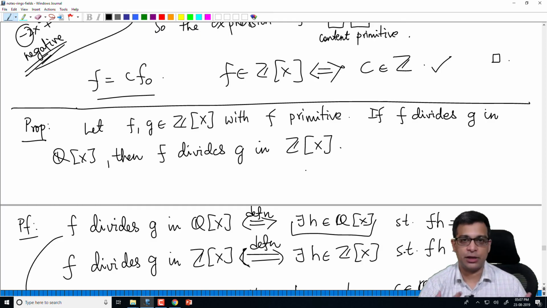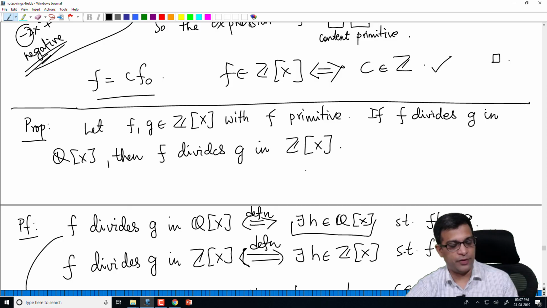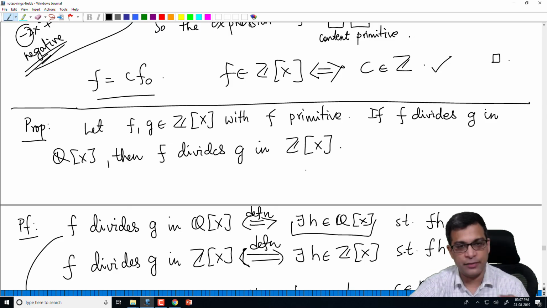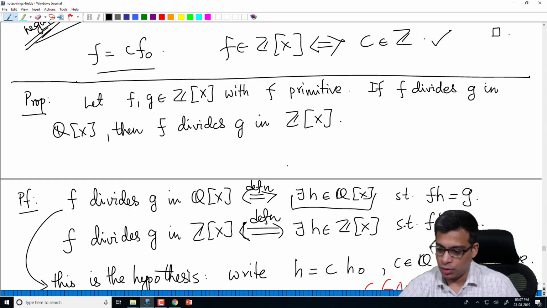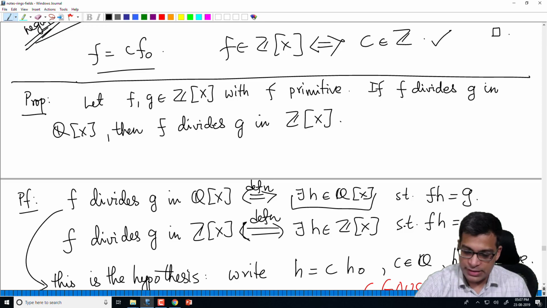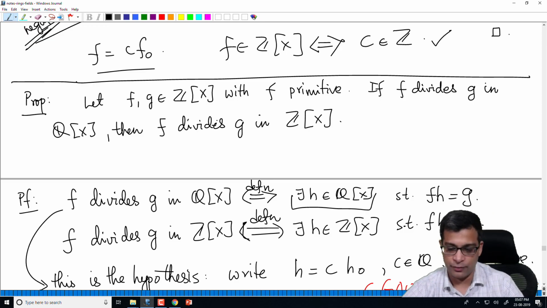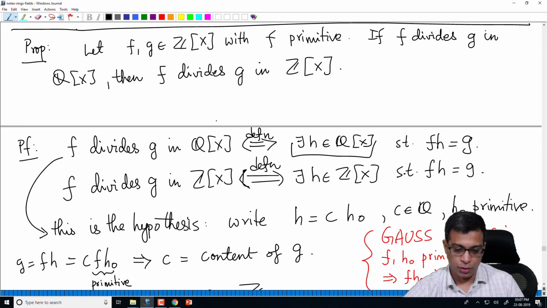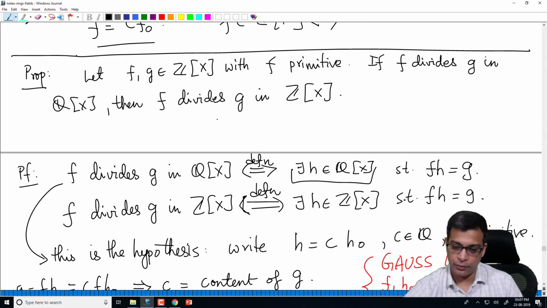This is in general not true: if two integer polynomials have the property that one divides the other in Q[x], it doesn't mean that it divides it in Z[x]. We need the fact that it is primitive. In the next videos, when I do problem sets, I will show why this primitive assumption is important. This is supposed to be just a review.